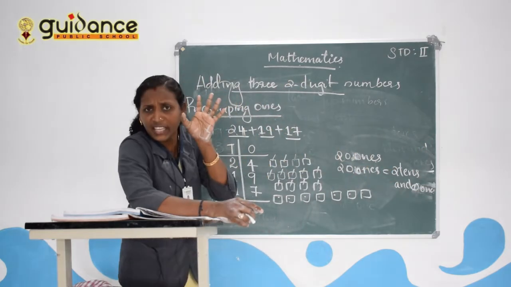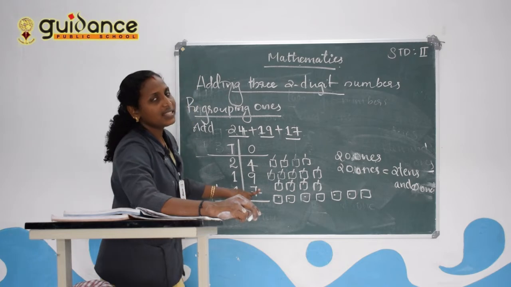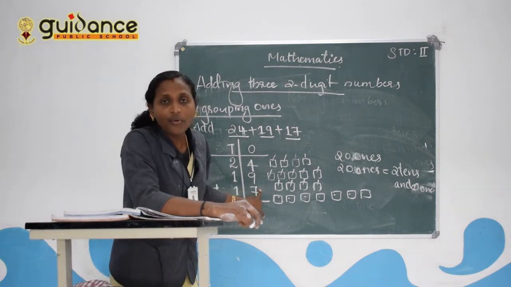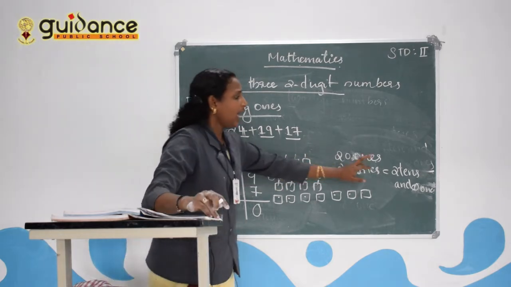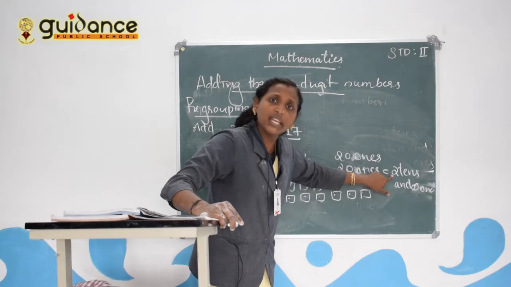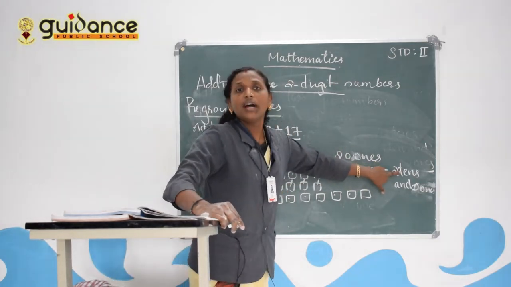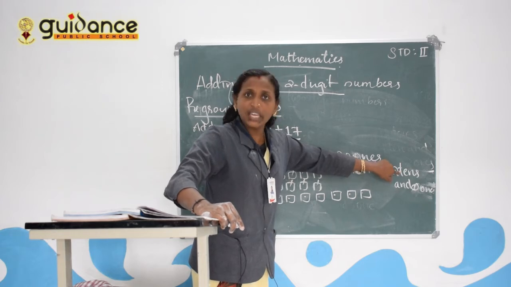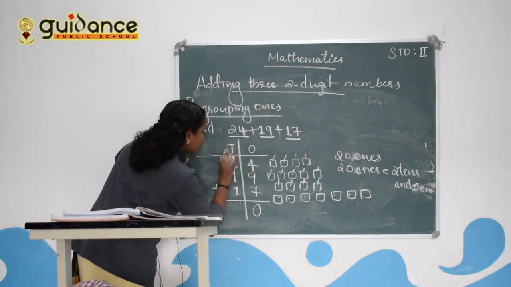That is not in the ones. That means 0 ones, so 0 can be written in the ones place, and we carry over 2 tens to the tens place. That means on the tens place write 2.